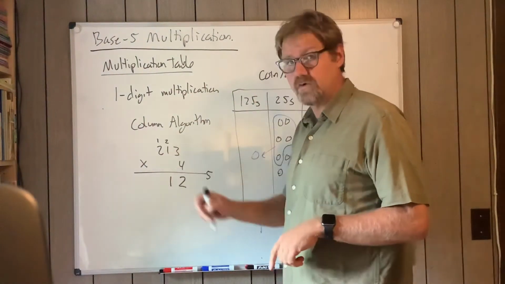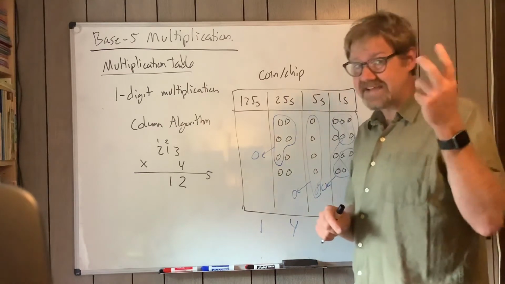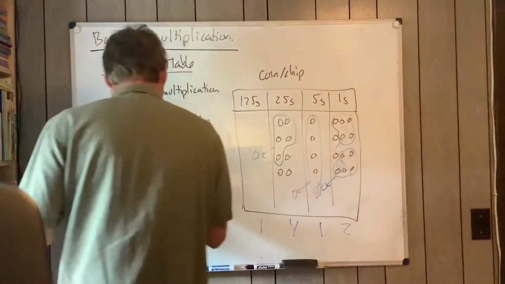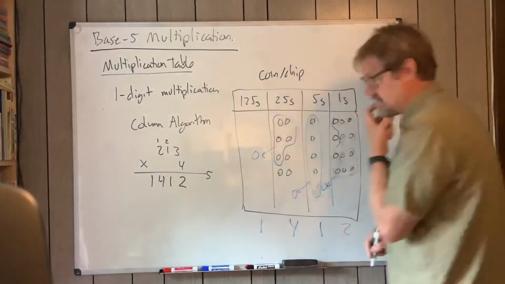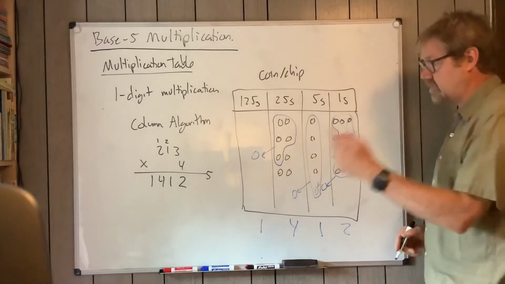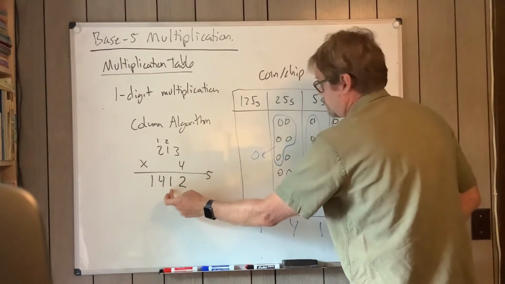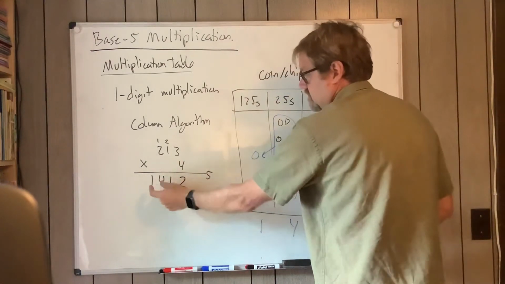4 times 2, right, is 8 in our head, but that means 1 nickel and 3 pennies. Add 1, 1 nickel and 4 pennies. Okay. By the way, even though these represent like 125s, 25s, 5s, and 10s, you can always think nickels and pennies in adjacent little groups like this.